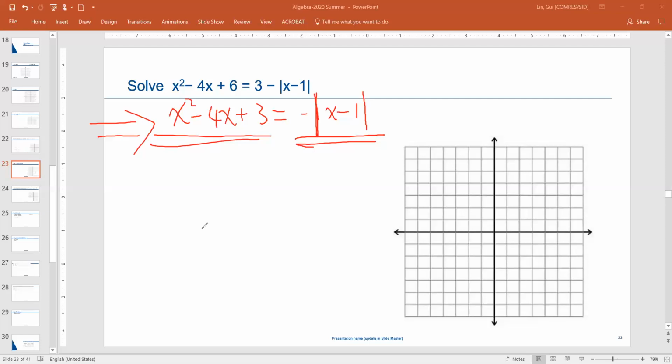Are we supposed to solve it or graph it? You can do both. You can do both ways. Find the solutions.